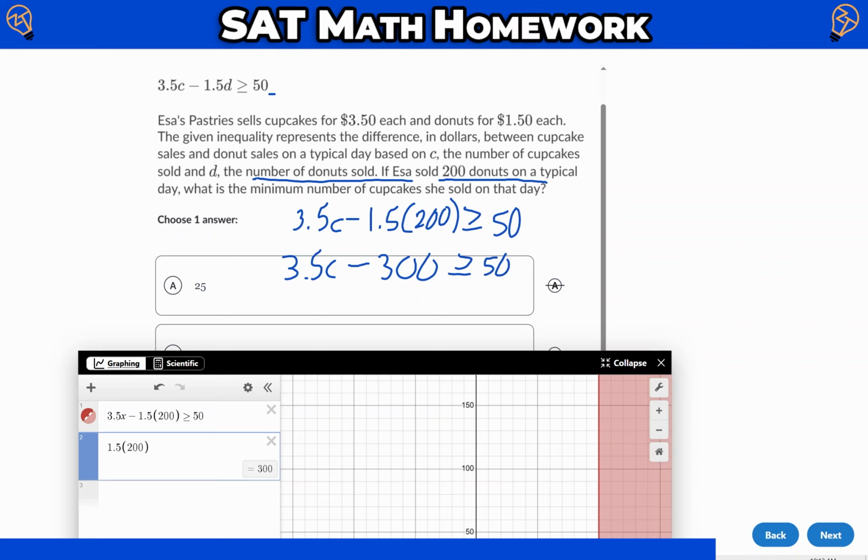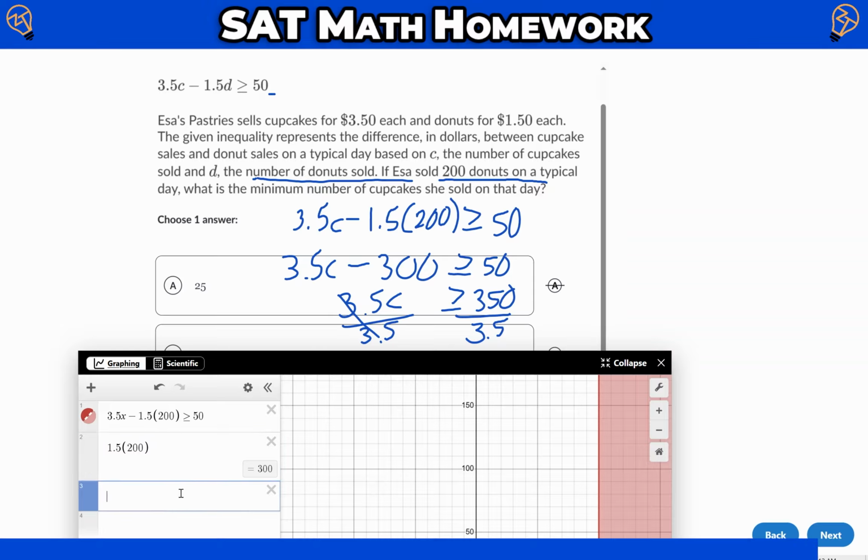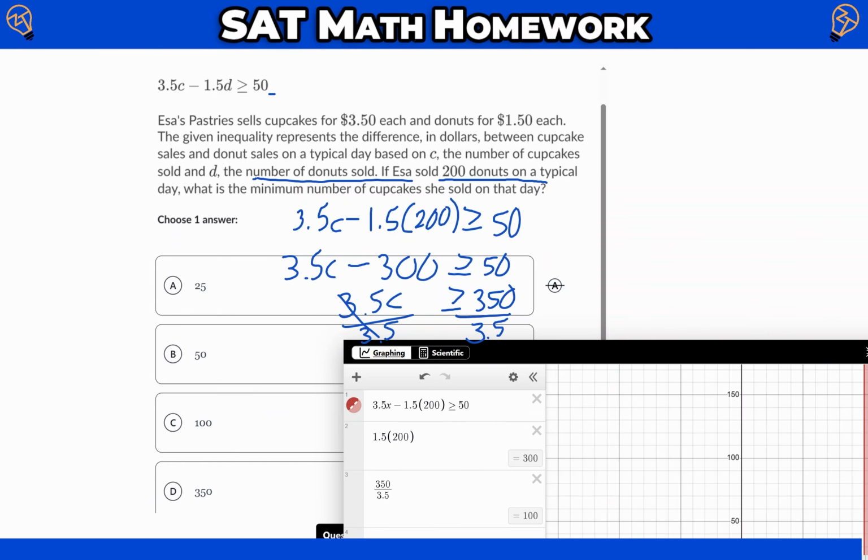And then we'll go ahead and add the 300 to both sides. So now we have 350 here. And then we'll divide both sides by 3.5. A good thing to know with inequalities is if you multiply or divide by a negative, the inequality symbol flips. We didn't do that, so we don't have to worry about it. And then we'll divide by 3.5. And again, we get 100, making the answer C.